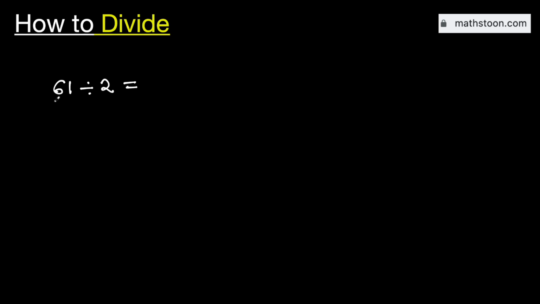In this video, let's learn how to divide the number 61 by 2 using the long division method. Consider the first digit 6. We know that 2 times 3 is equal to 6. Subtract, we get a 0. As this 0 is less than 2, that is why we will bring down this 1 here.